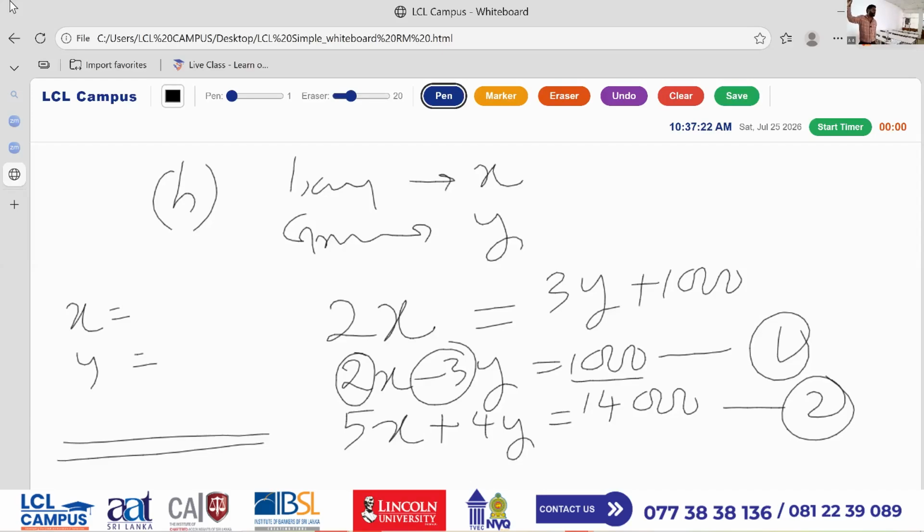X equals what? 2000. After equal, y will come. Again equal. 1000. Check whether it is okay. Here, you have already solved it, sure? Using addition and subtraction, the same answer we got.